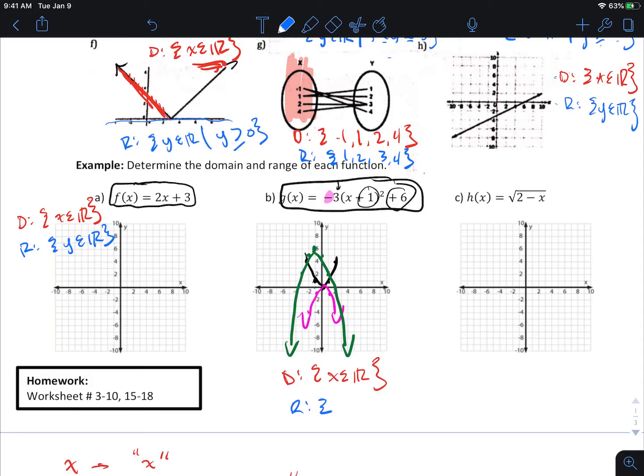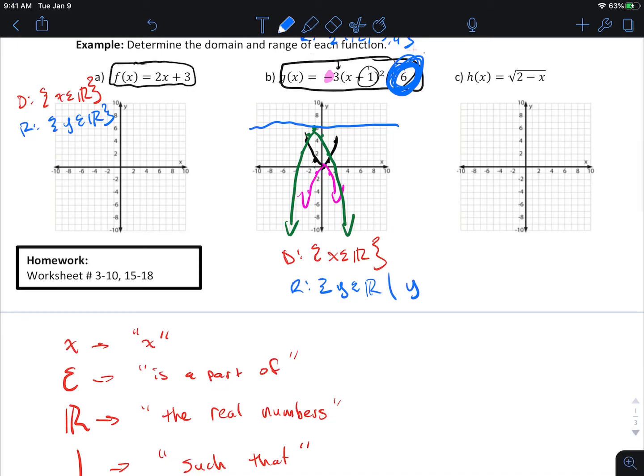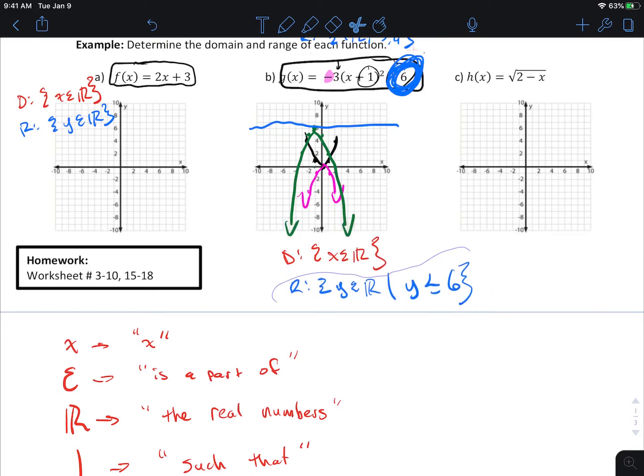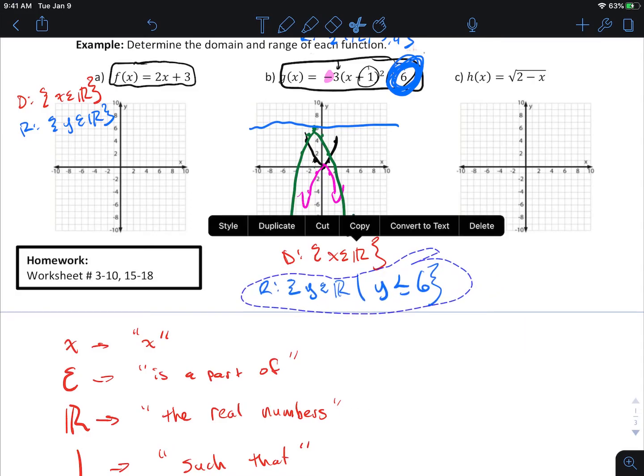there's one stipulation with the range. It's never going to go greater than a particular value, right? It's the maximum value on the end. Can't go any higher than 6, right? So the range is going to be y is a part of the real numbers such that y has to be less than or equal to positive 6. Okay? Make sense? Okay.